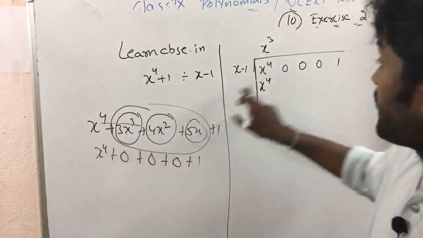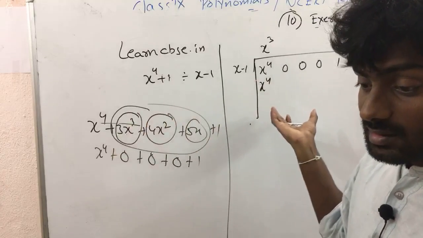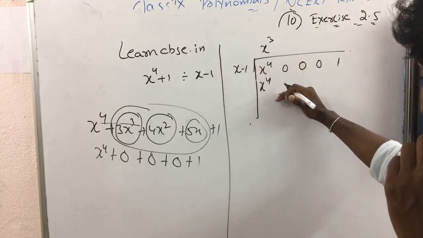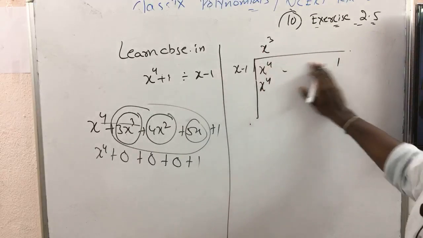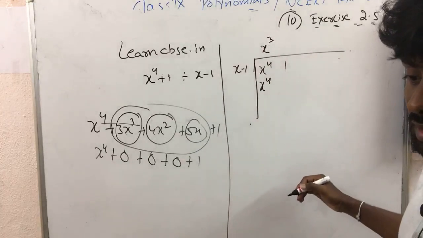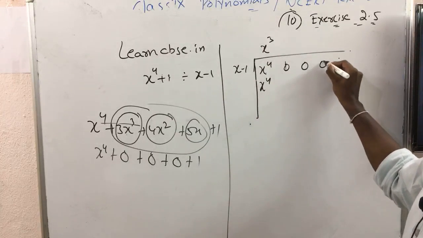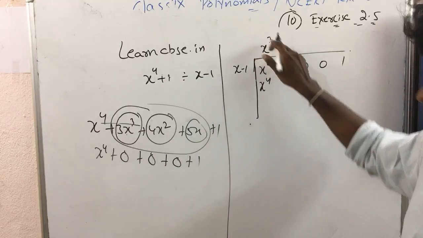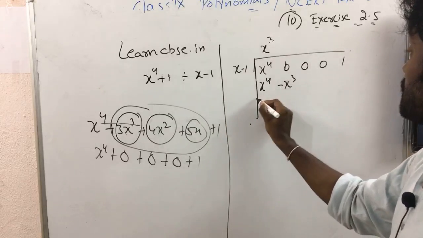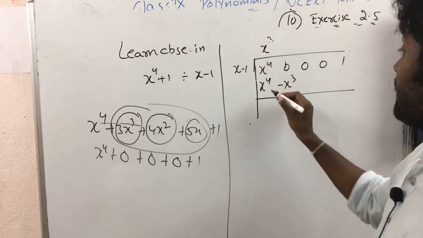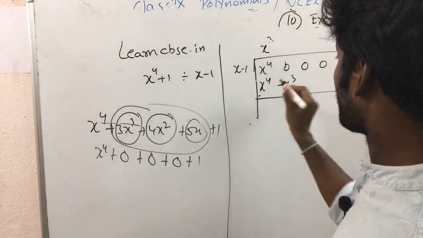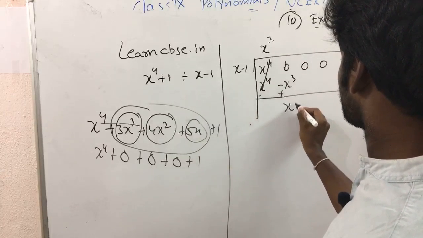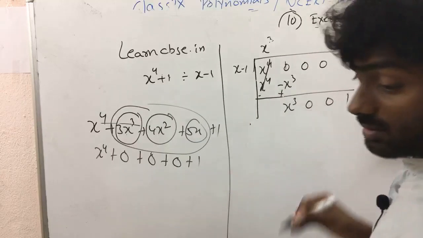That's why I wrote zeros here, because the x cube term, x square term and x term are not given. In place of the x cube term, I am writing 0. There is no value here, but to understand the step by step division very easily, I wrote zeros. Don't get confused. x into x cube, x power 4, minus 1 into x cube, minus x cube. You are subtracting, minus into minus plus, so these two will get cancelled. So 0 plus x cube, drag down 0, 0, 1.